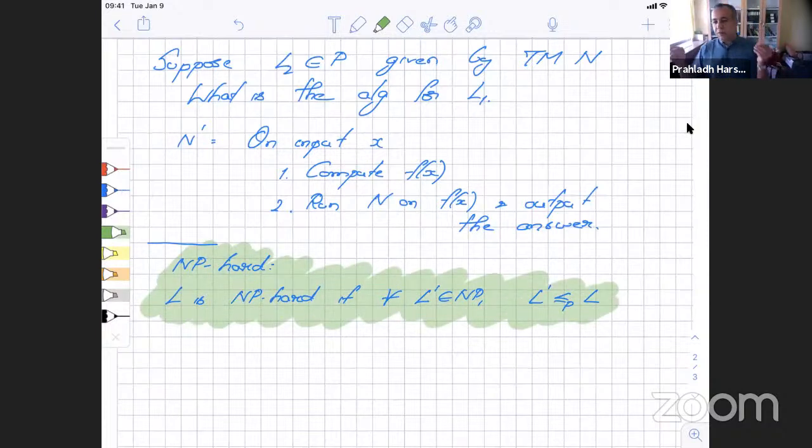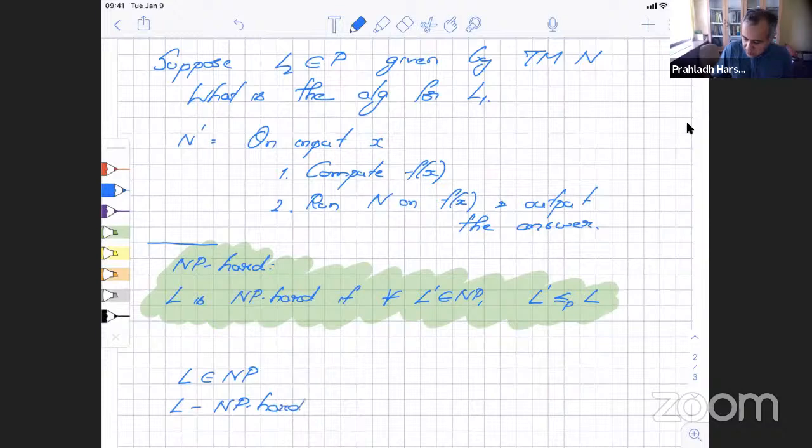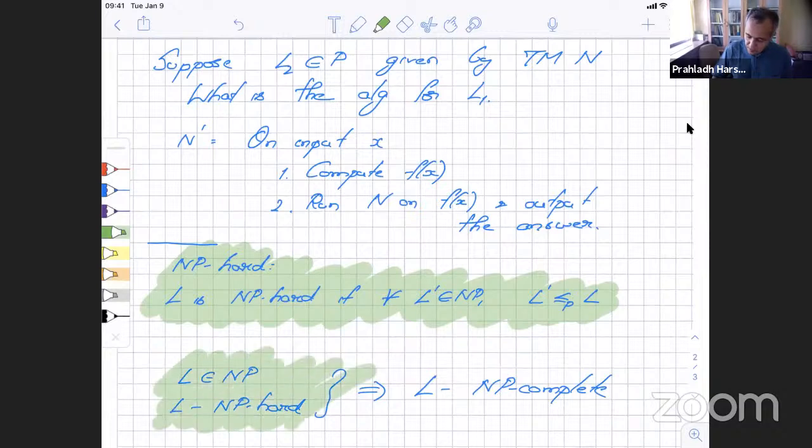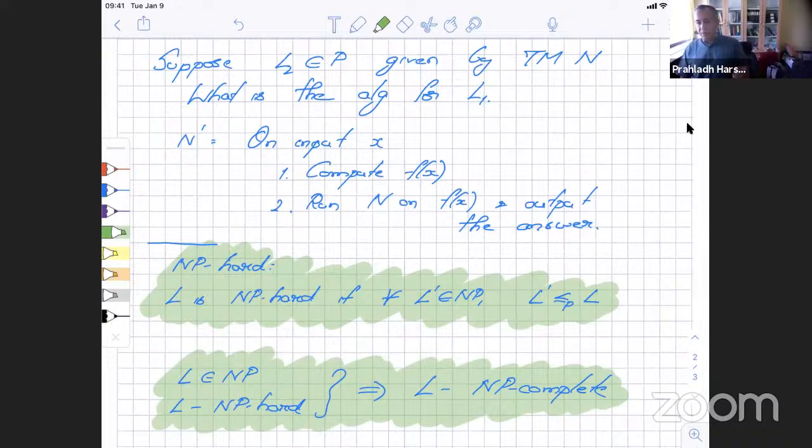So L is the candidate hardest problem, as hard as any other problem in NP. Furthermore, if we know that L is also in NP, and L is NP hard, then I'll call L NP complete. So L is not only as hard as any other problem in NP, it is also in NP. So it's the candidate hardest problem in NP. It captures the hardness of every other problem in NP.